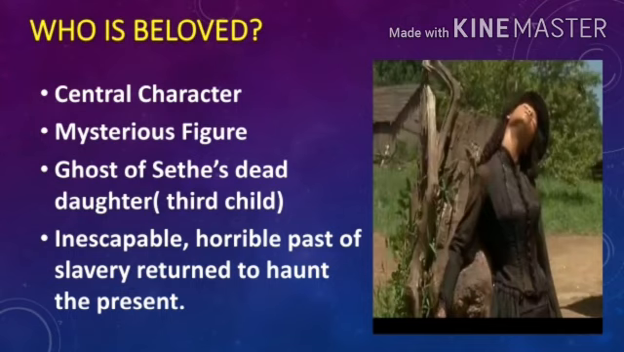Let's see the characters in the novel one by one. The first one is Beloved. Beloved is clearly a central character of importance in the novel. She is also a mysterious figure whose presence is never fully explained. The dominant interpretation is that Beloved is the ghost of Sethe's dead daughter. Sethe's third child's tombstone is also engraved with the name Beloved. It is believed that she has been reincarnated in the form of a young woman to exact revenge on her mother for killing her. On an allegorical level, Beloved represents the inescapable, horrible past of slavery returned to haunt the present.